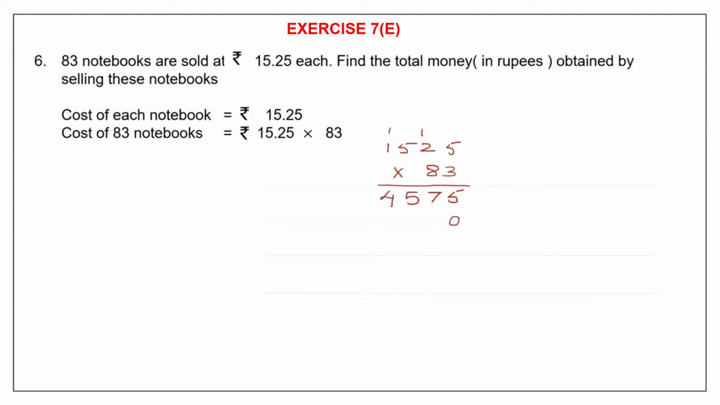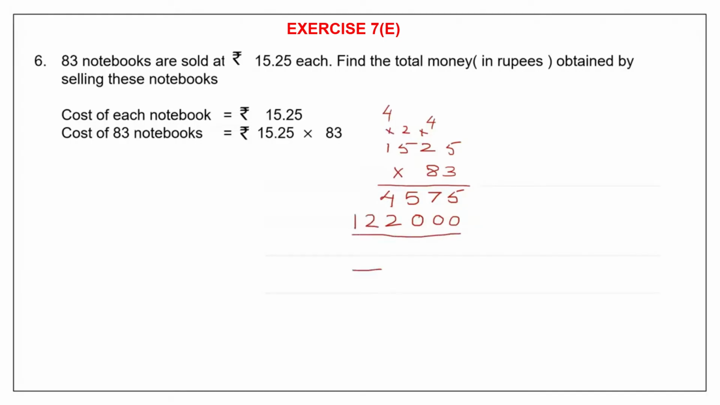Second step, we start with a 0. 8 5s are 40, we carry 4. 8 2s are 16 plus 4 is 20. We write 0 and carry 2. 8 5s are 40 plus 2, 42. Carry 4. 8 1s are 8 plus 4, 12.